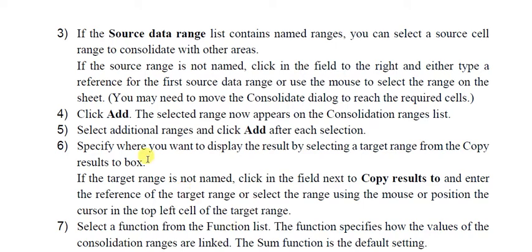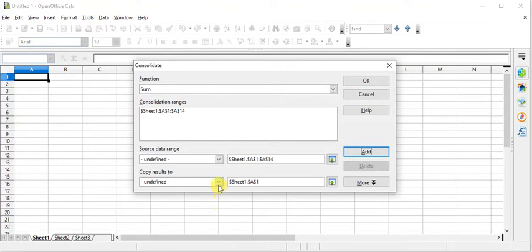Then you have to specify where you want to display the result by selecting a target range from the copy result to box. Okay, you can define where you want to put that consolidated result. Okay.